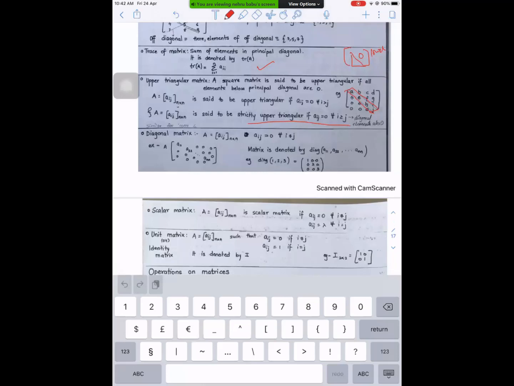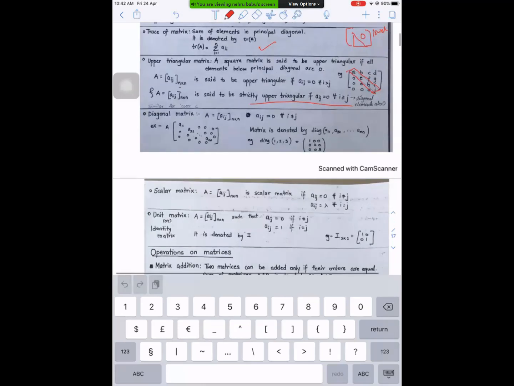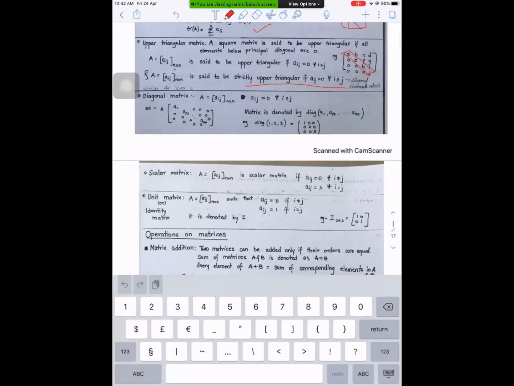Next, diagonal matrix. Diagonal matrix means except the principal diagonal, all remaining are compulsorily 0. The diagonal can be anything. So we denote a diagonal matrix with this symbol, diagonal of A11, A22, A33, and so on up to Ann. This means the diagonal elements are A11, A22, A33, like that, and all remaining elements are 0.